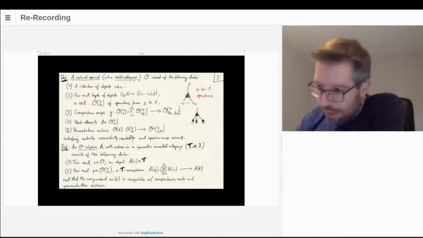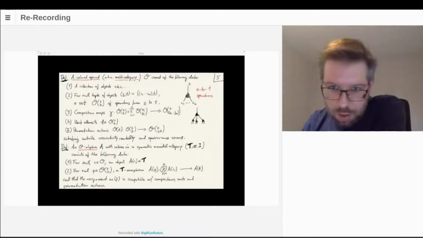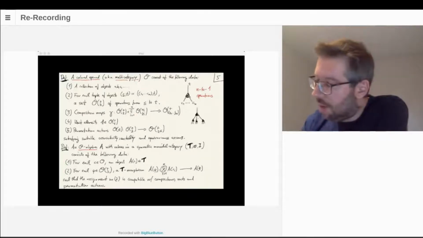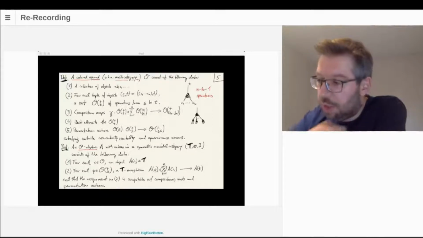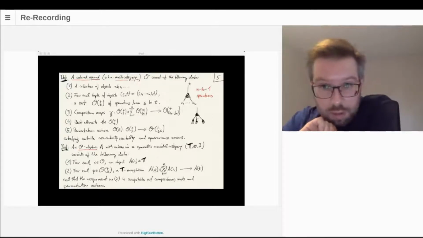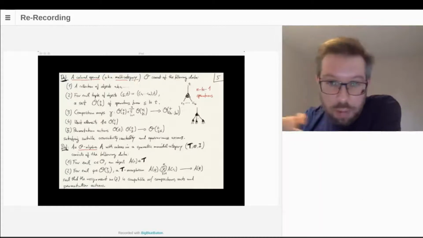And of course, this assignment has to be compatible, in the sense that when I look at compositions, units, and permutation actions, they match with the compositions, units, and permutation actions of the operad.